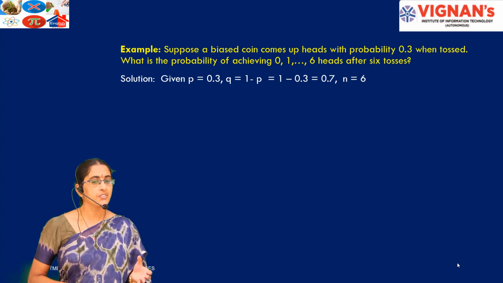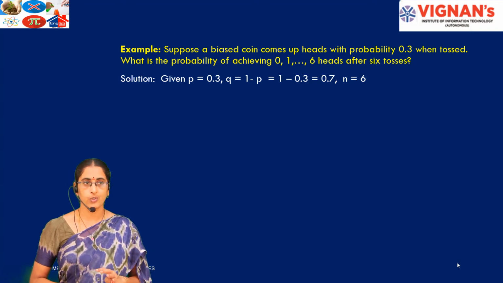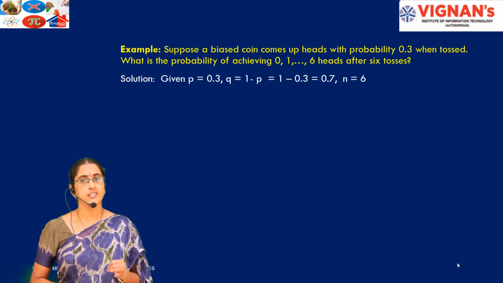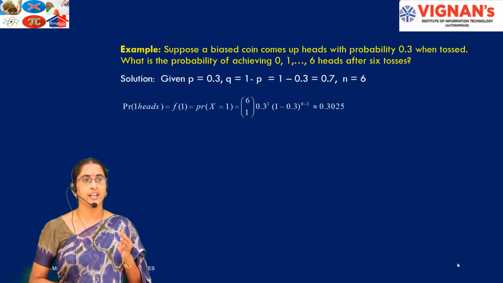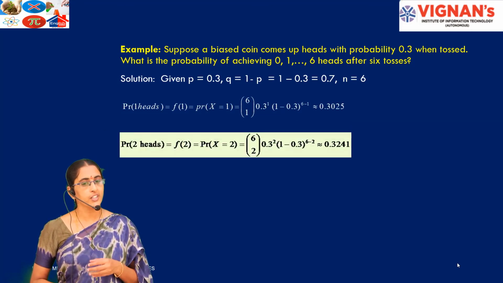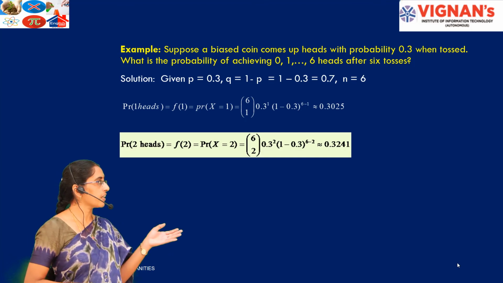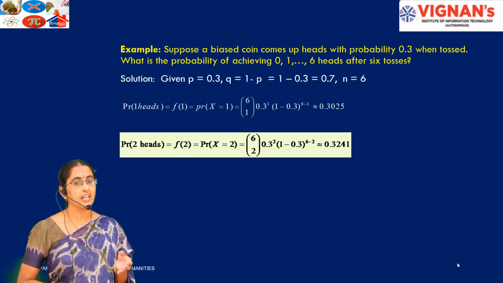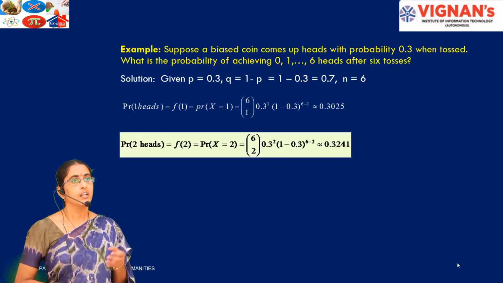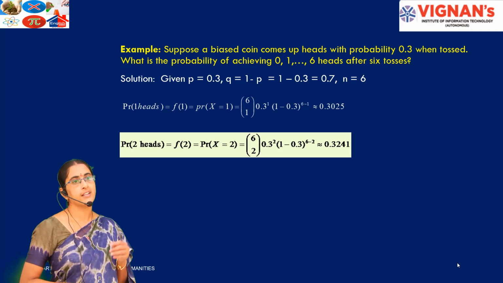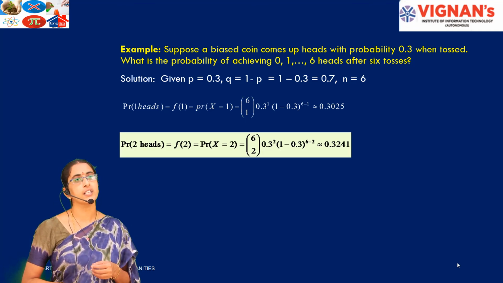Then we have to calculate the probability of achieving 0 heads, 1 head, 2 heads, 3 heads, 4 heads, 5 heads and 6 heads here. So probability of x equal to 0, probability of x equal to 1, x equal to 2, and so on till 6, we have to calculate. So probability of x equal to 1 is 6c1 into 0.3 power 1 into 0.7 power 6 minus 1, which is equal to 0.3025.